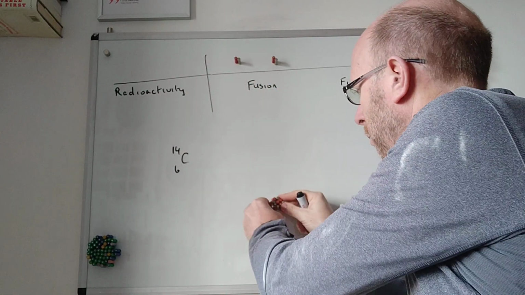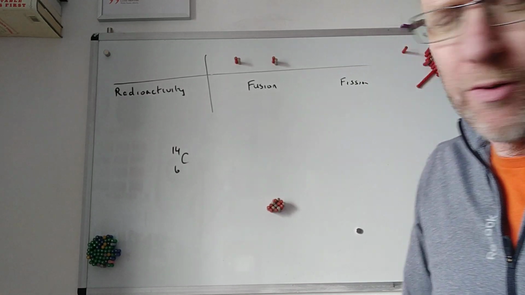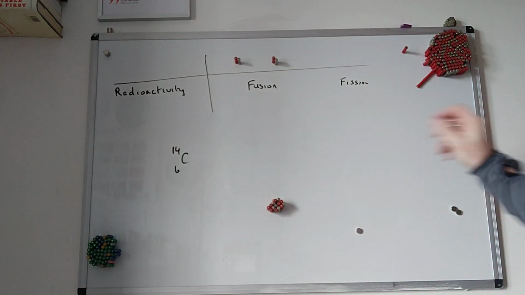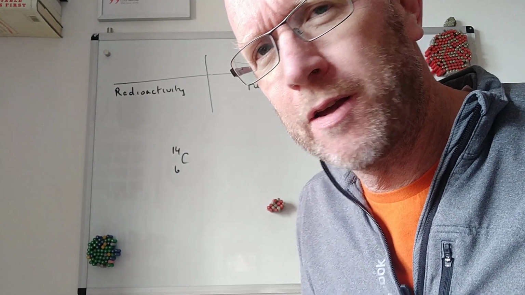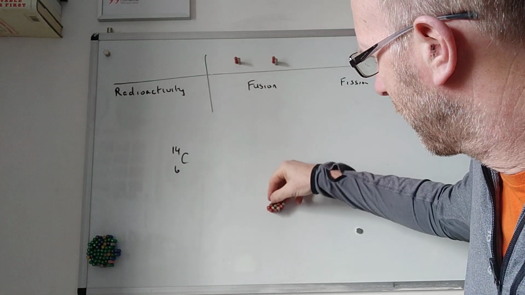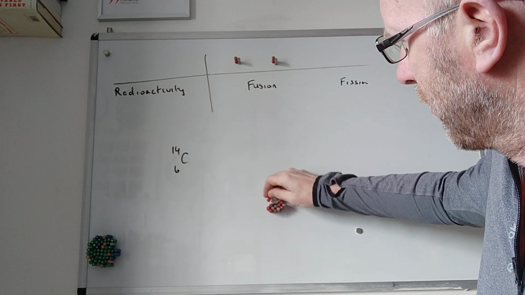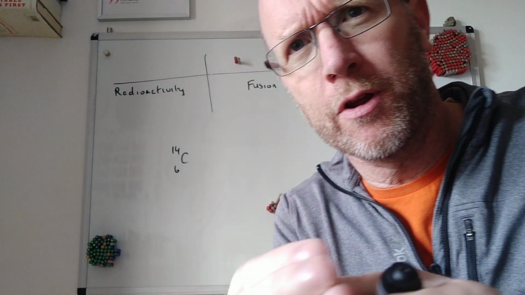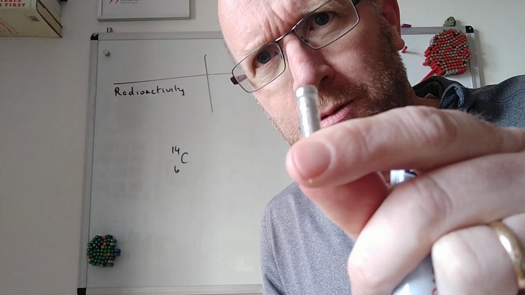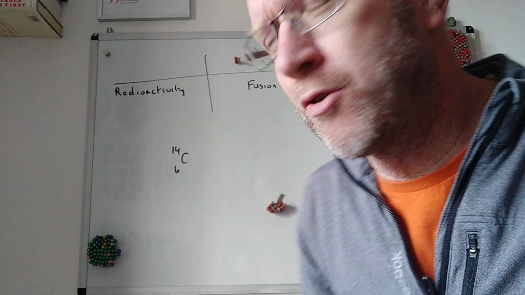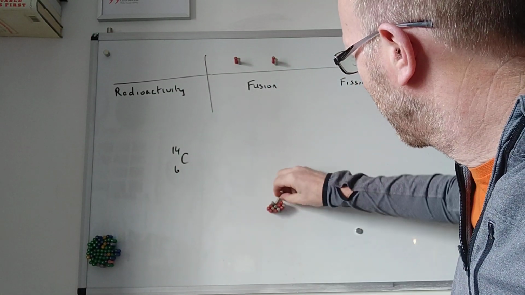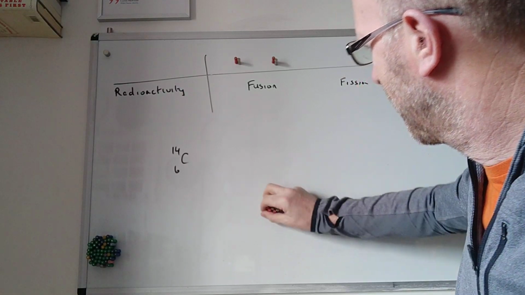Right, now what happens in beta decay, quite bizarrely, is that one of the neutrons here, so there it is, that neutron changes into a proton. So I've replaced a neutron with a proton, effectively is what I've done. And there we go.